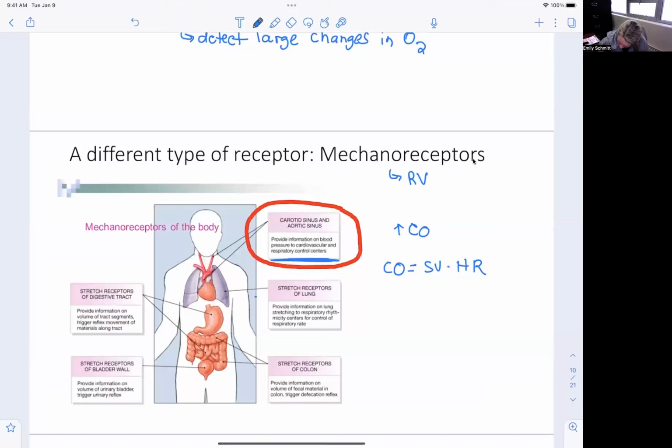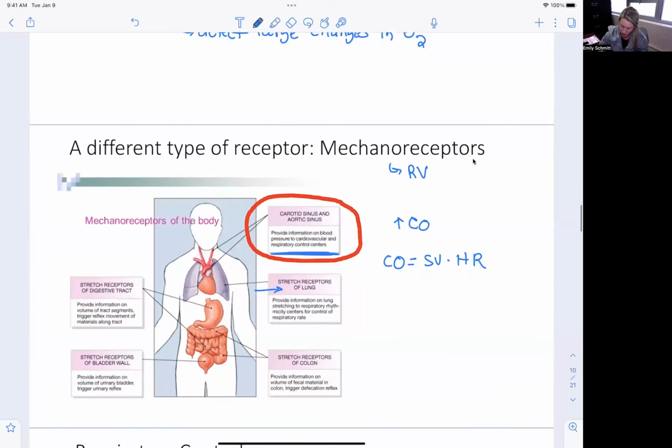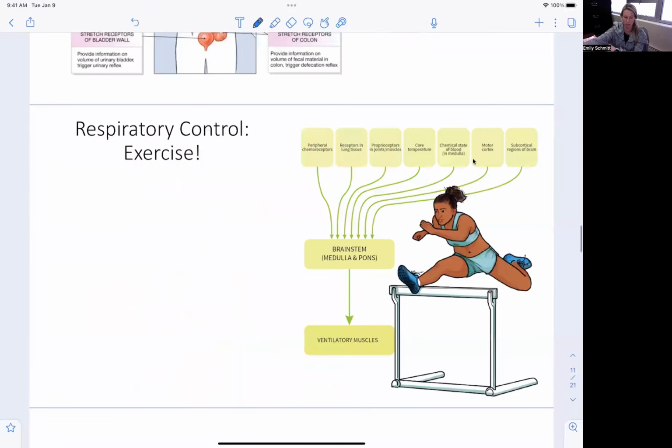What's also interesting are these stretch receptors of the lung. So they provide information on lung stretching and respiratory rhythmicity to also help control respiratory rate. So I just want to give a little bit of examples of the different types of chemoreceptors and mechanoreceptors.